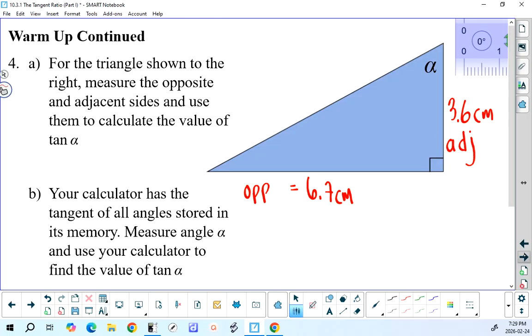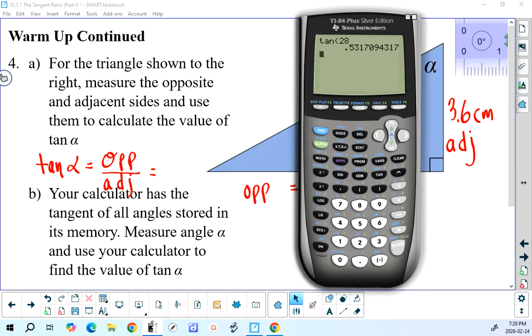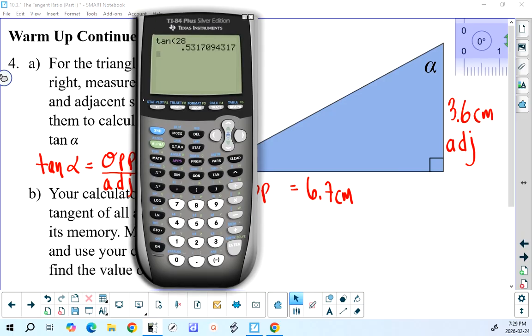So if we calculate the value of tangent of alpha, it's the opposite side over the adjacent side. So it is going to be 6.7 divided by 3.6, 1.86 approximately.